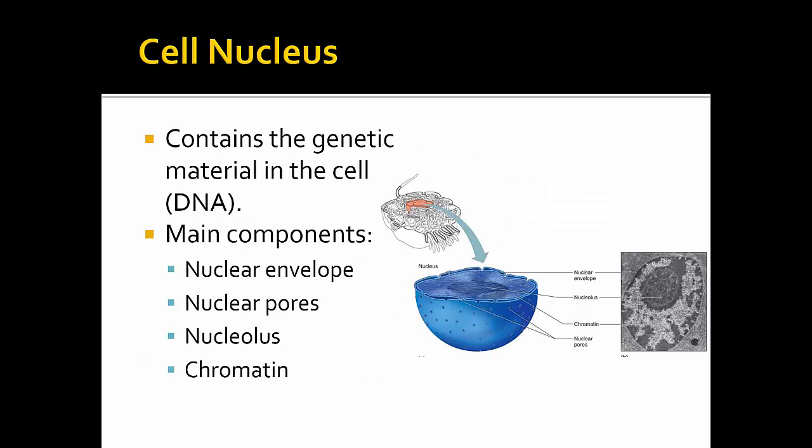Okay, the last piece to look at is the cell's nucleus. So I said before that it contains the genetic material in the cell, or the DNA. It has a few components. It has a nuclear envelope, which surrounds it, and that is studded with nuclear pores. It also has a nucleolus, which creates ribosomes, and chromatin, which is the unwound DNA.